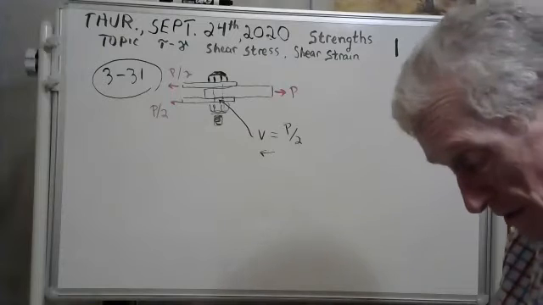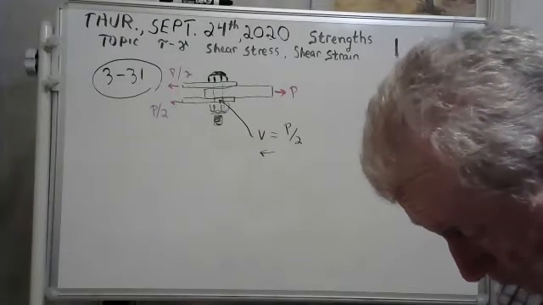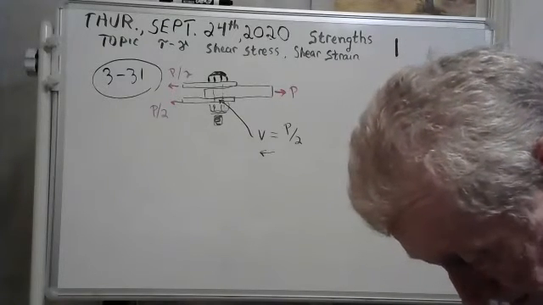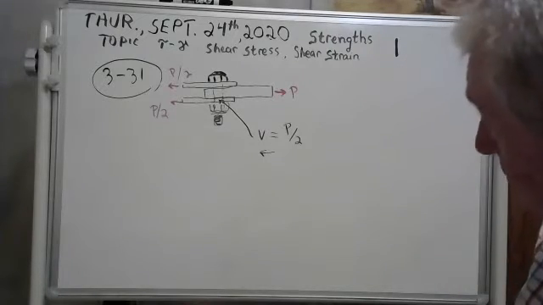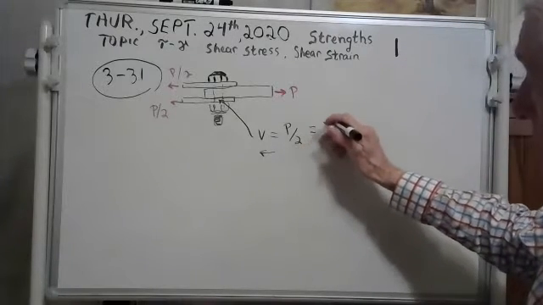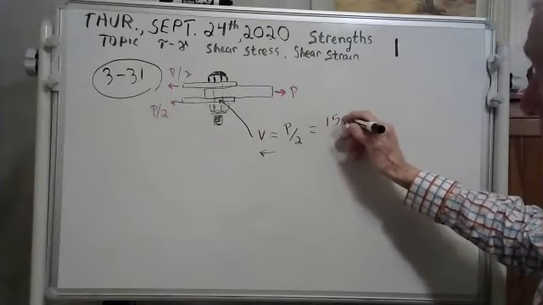So what? Well, they said what P is. They gave us P. Look here. It's 150 kips.